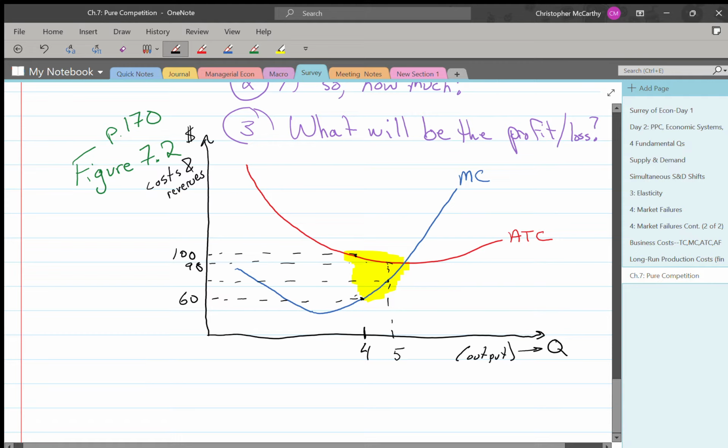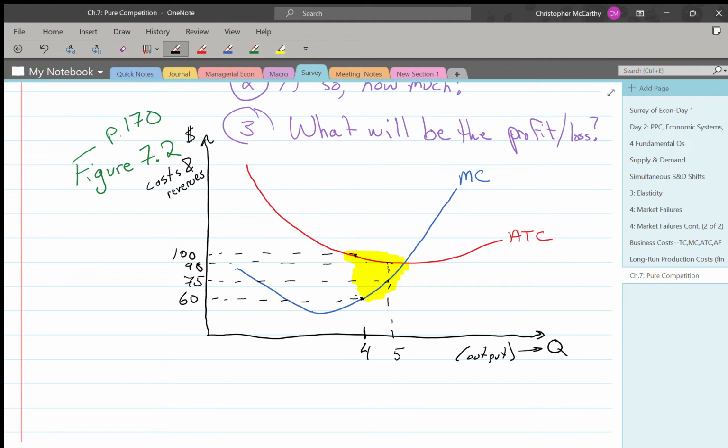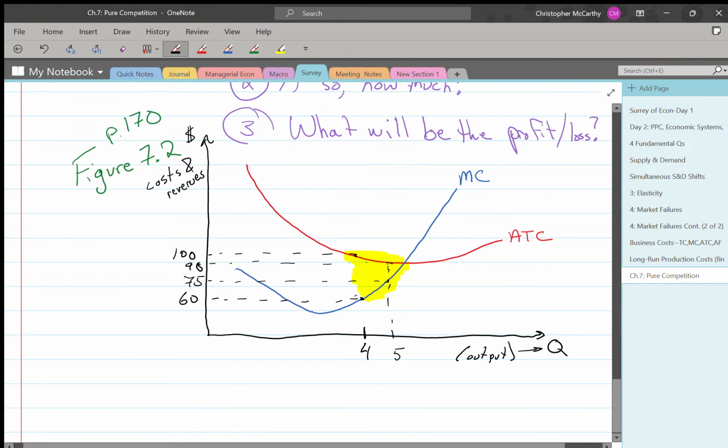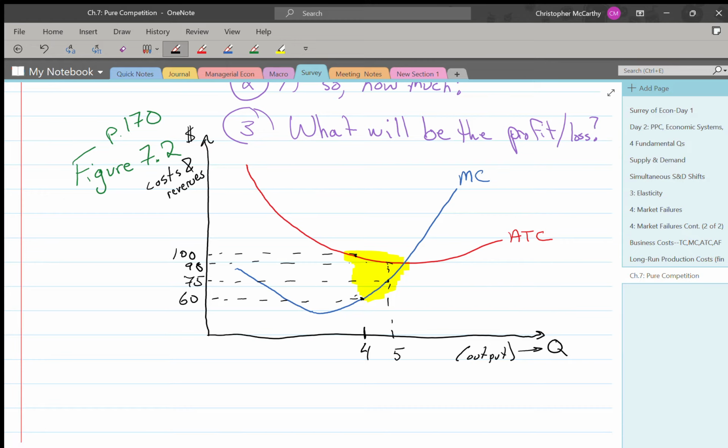There's a reason why I keep drawing this marginal cost curve so meticulously and make sure that it goes through the very bottom of the average total cost, because it's tautological. It's just by definition. There's no other way to draw them correctly. And the same thing happens on the other side.